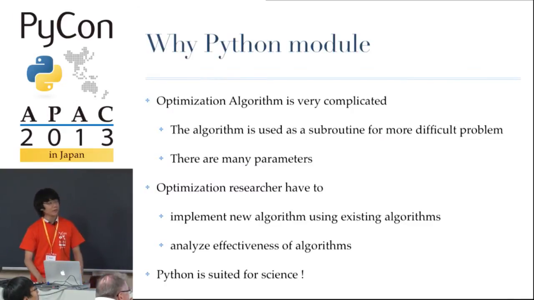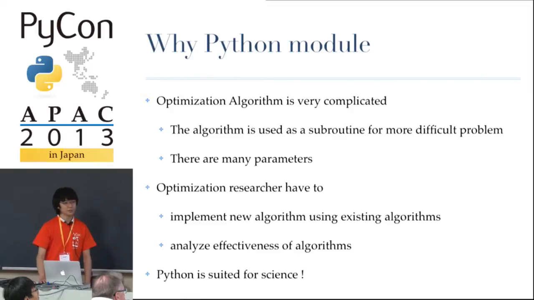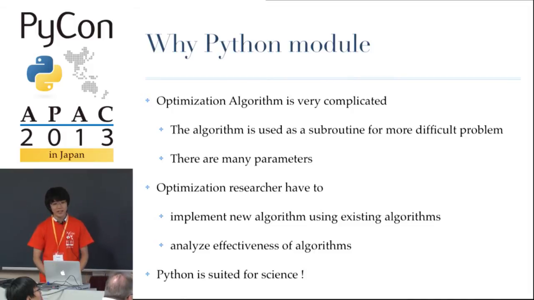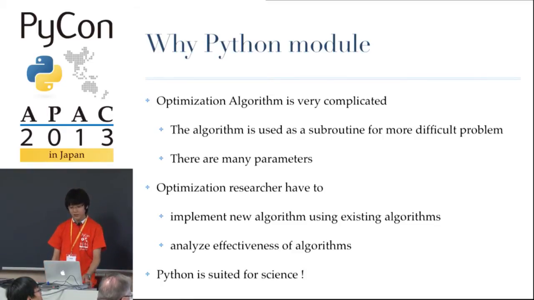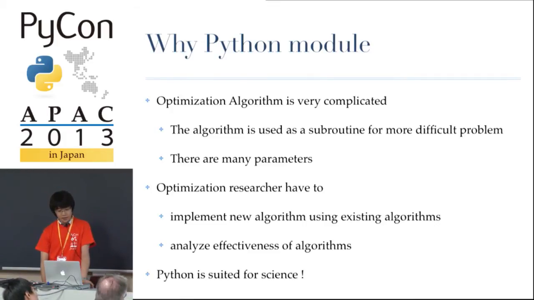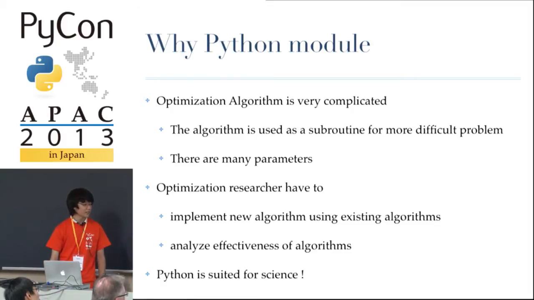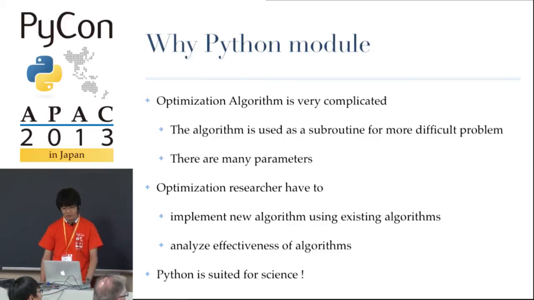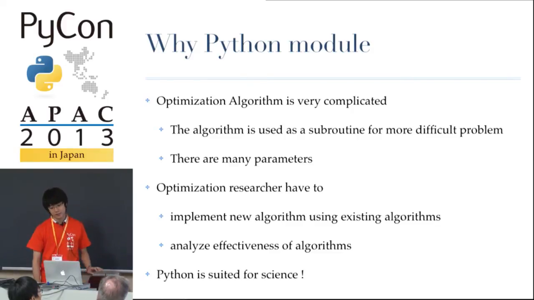Optimization algorithms are very complicated. The algorithm is used as a subroutine for a more difficult algorithm, and there are many parameters. Then optimization researchers have to implement a new algorithm using existing algorithms, and also have to analyze the effectiveness of the algorithm. So Python is suited for science in this field.